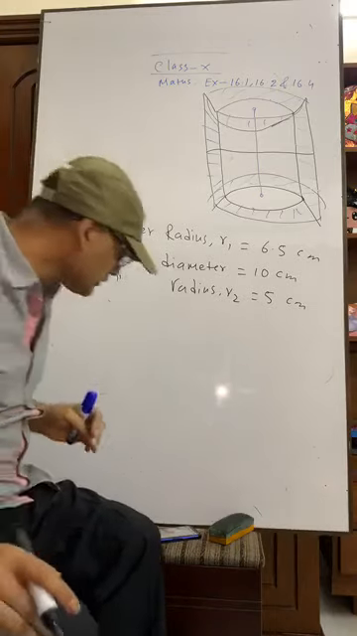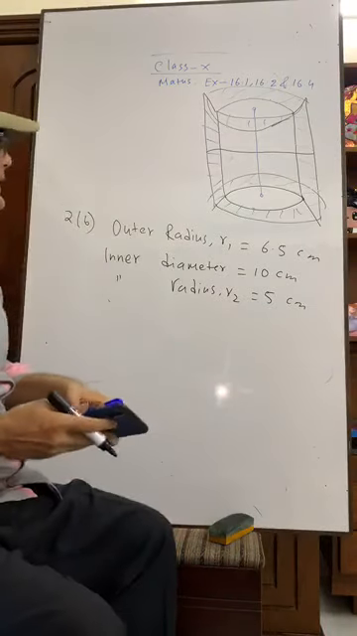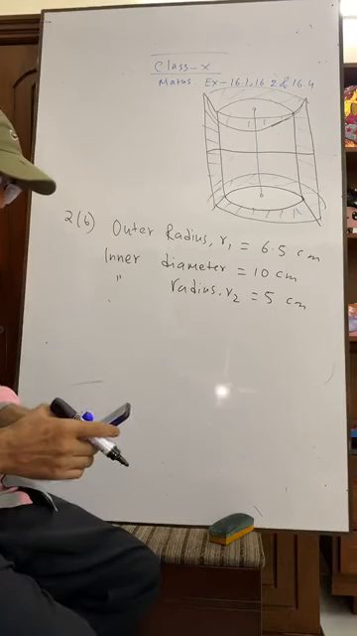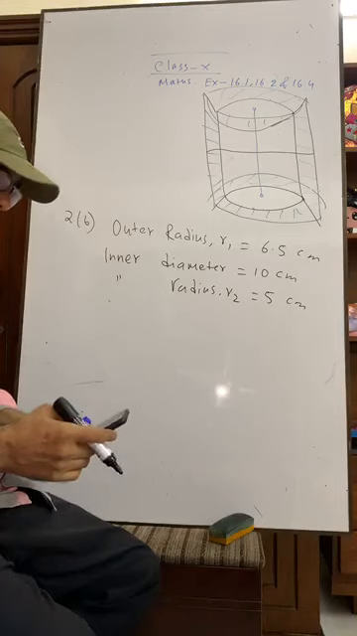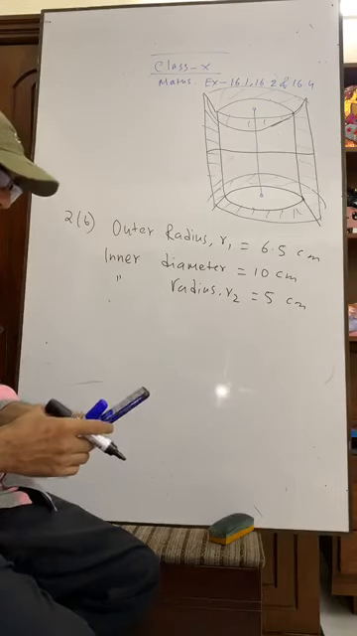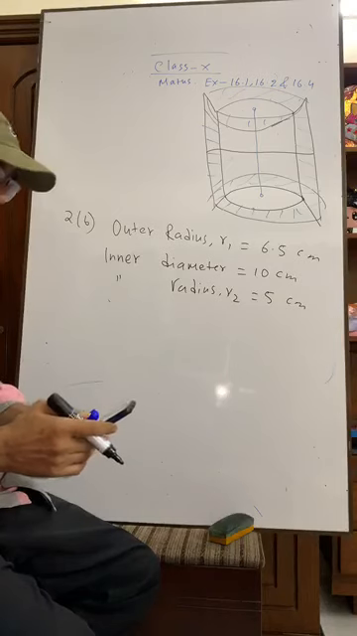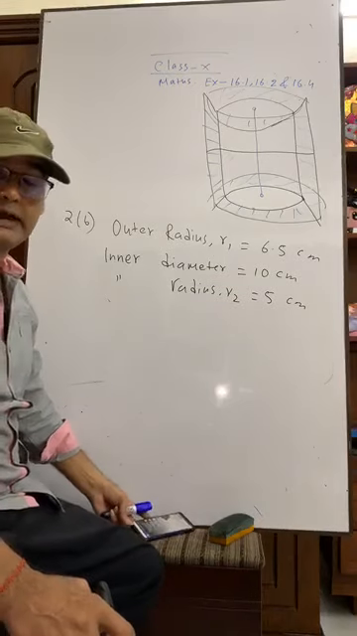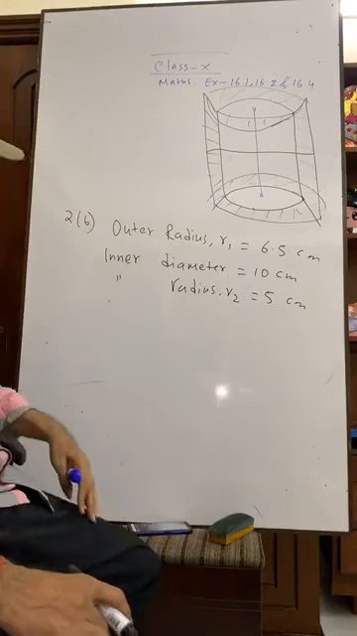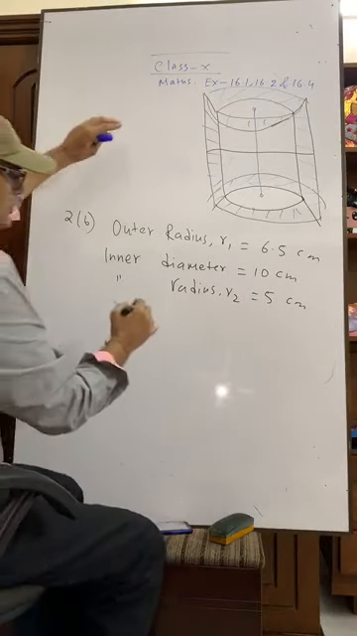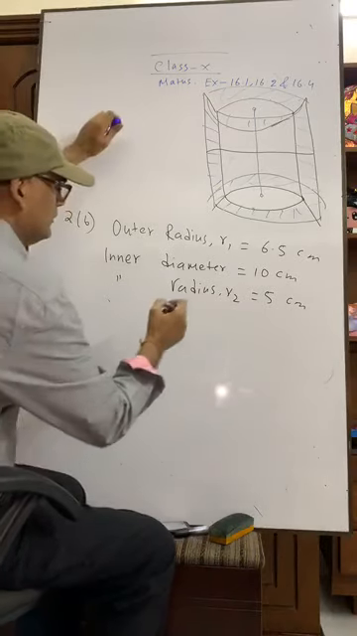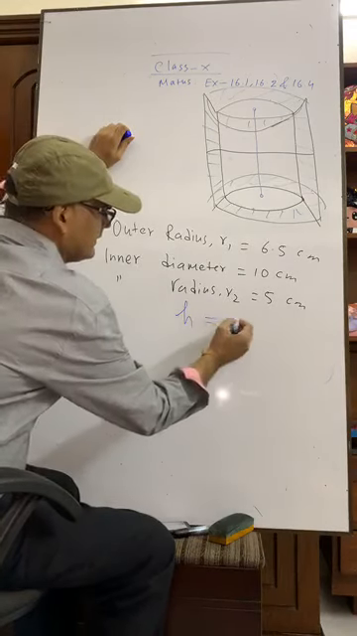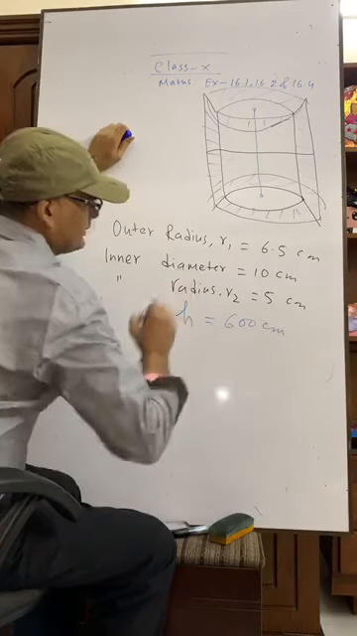Actually, it is given in the question that outer diameter is 13 centimeter and inner diameter is 10 centimeter. So from here we can easily get outer radius and inner radius. Okay, now we have also, in question number A, we got that AC equals to 600 centimeter.